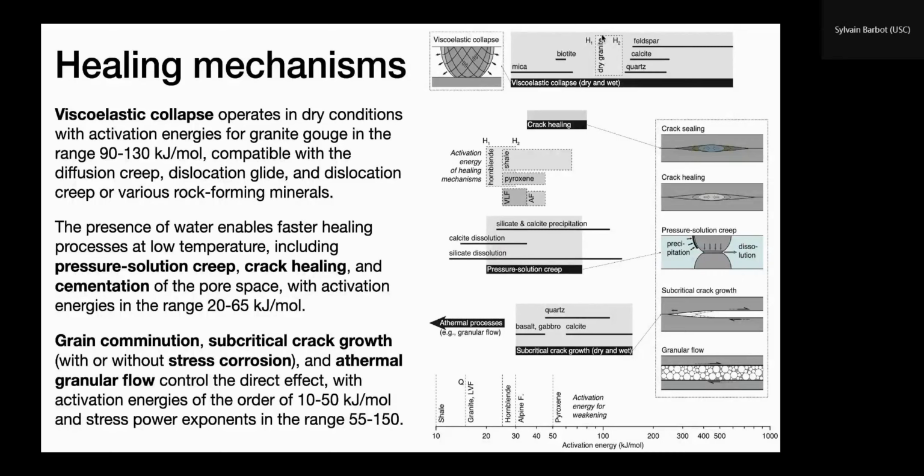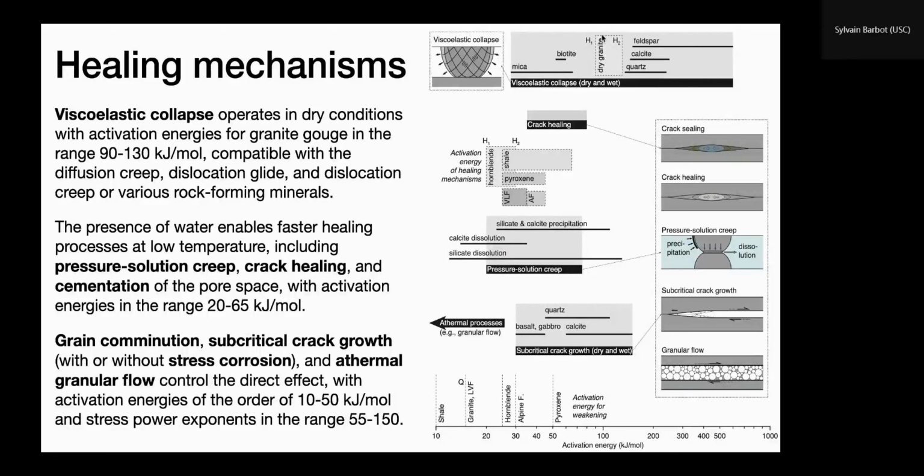So granular flow is one such thing, where if you slide by rolling the grains, this is not a chemical reaction. This does not change the configuration, and so it has an effectively zero activation energy. So that means that granular flow is also active in fault gouge and participates in the sliding. Well, that's my interpretation at least. And the others may include some subcritical crack growth, maybe with stress corrosion because fluids are present, pressure solution and precipitation, crack sealing, crack healing, cementation, etc.